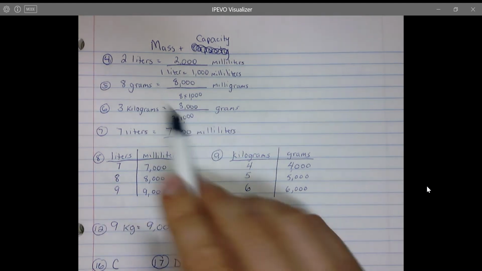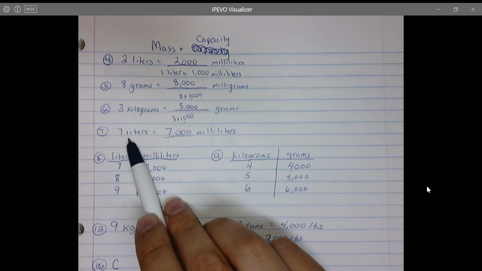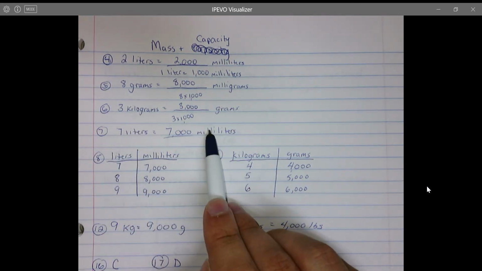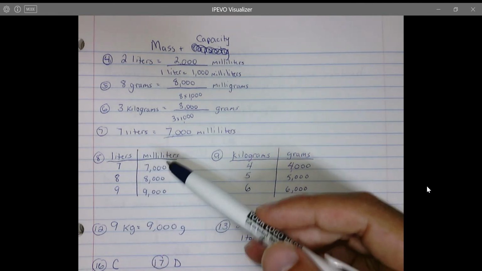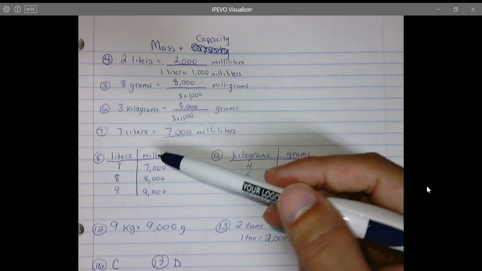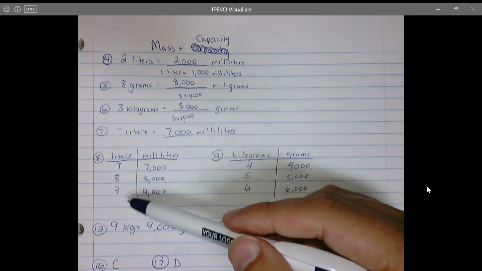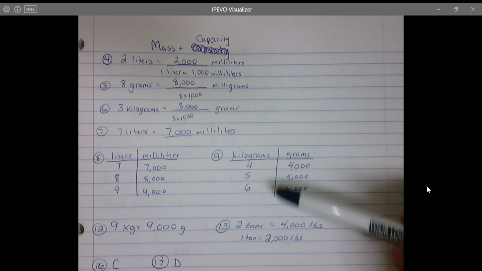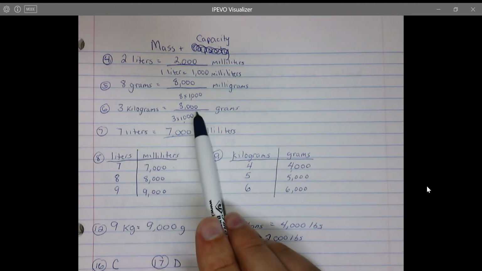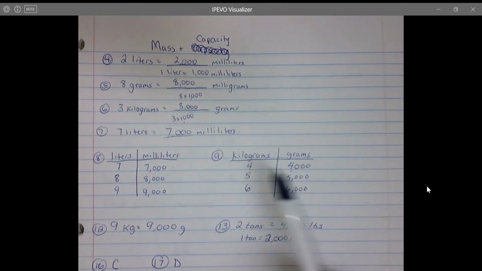And then for 7, we have 7 liters. Well, there's 1,000 milliliters in a liter, so since there's 7 of them, that'd be 7,000. Finishing out these charts, well, we can see every liter is adding another 1,000 milliliters, so 7,000, then 8,000, 9,000. For kilograms, well, 3 kilograms was 3,000 grams, so 4 would be 4,000, 5, 5,000, 6, 6,000.